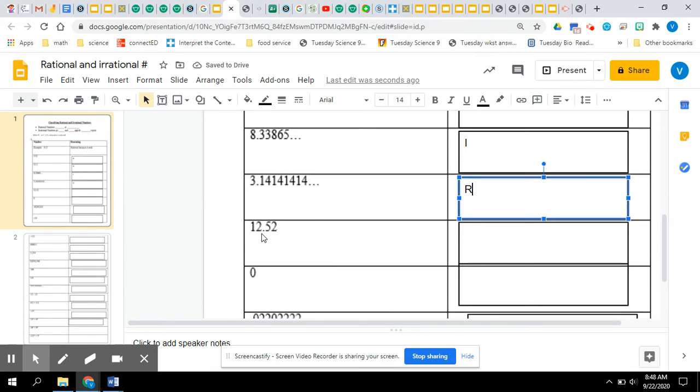This one does have a decimal, but it's 2 numbers, 12.52, or 12 and 52 hundredths is how you would read it. So when you hear me say 52 hundredths, that'd be the same thing as me saying 12 and 52 over 100, because that's 52 hundredths. So when you see it like that, clearly you know it's a rational number.